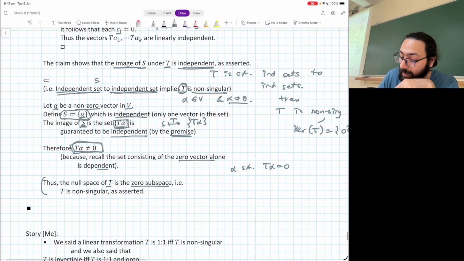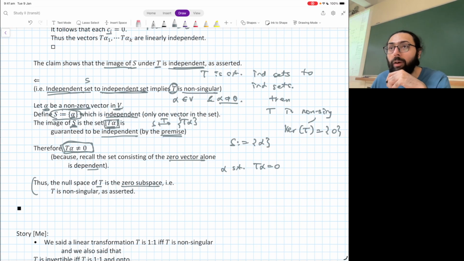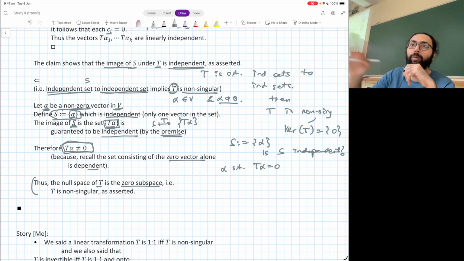Okay. So how do we prove this? We start with the following. Suppose alpha is a non-zero vector in V. You take any arbitrary non-zero vector in V. Now you define the set S consisting of just one element, exactly one vector. It has nothing else. Now the question is, is S independent? This might look a little bit tricky, but it is an independent set, because the only way this gives you 0 is if you multiply alpha with 0. There are no other vectors to add. So this is independent.